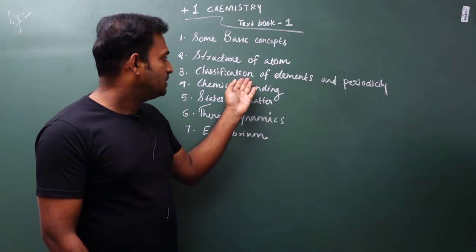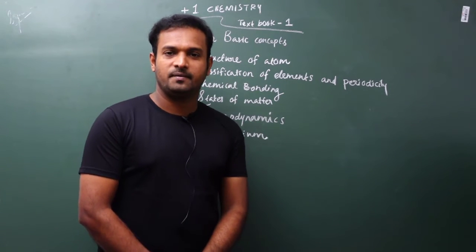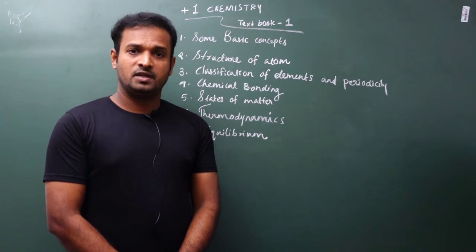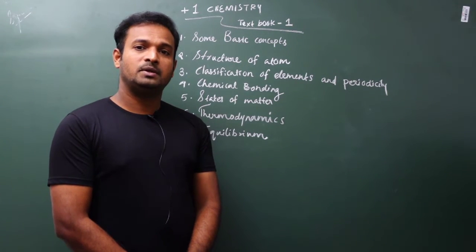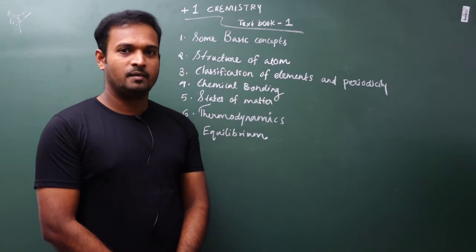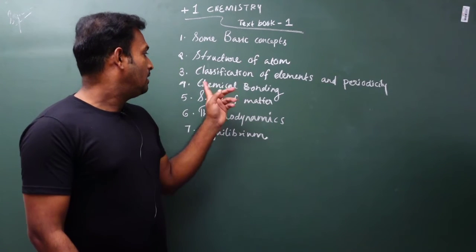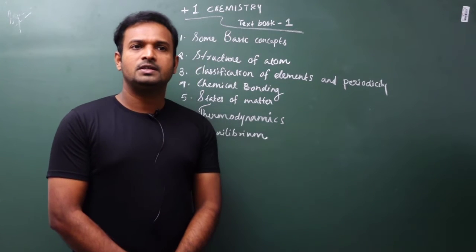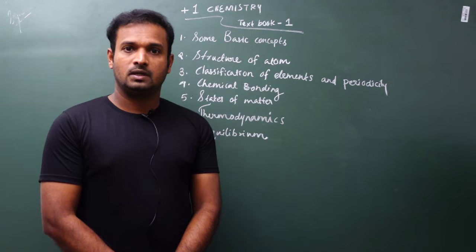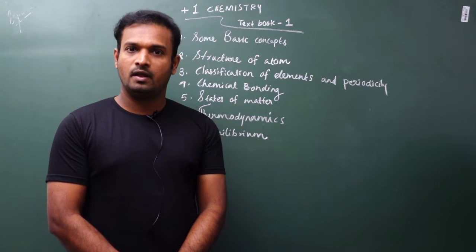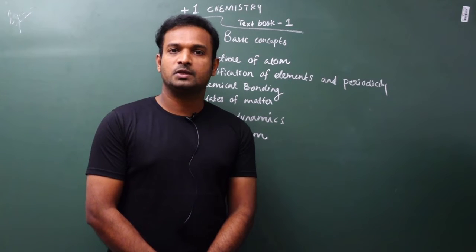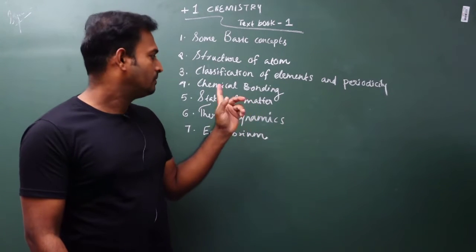Then comes your third chapter, classification of elements and periodicity. It's a very simple chapter. In this chapter, you can learn about the periodic table and some periodic properties of elements. The fourth chapter is chemical bonding. In this chapter, you can study about chemical bonds, ionic bond, covalent bond, and a new type of bond, coordinate bond, and the structure of some molecules also.